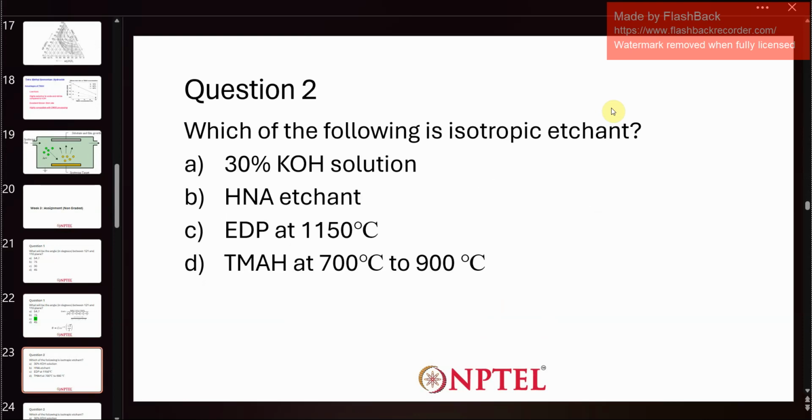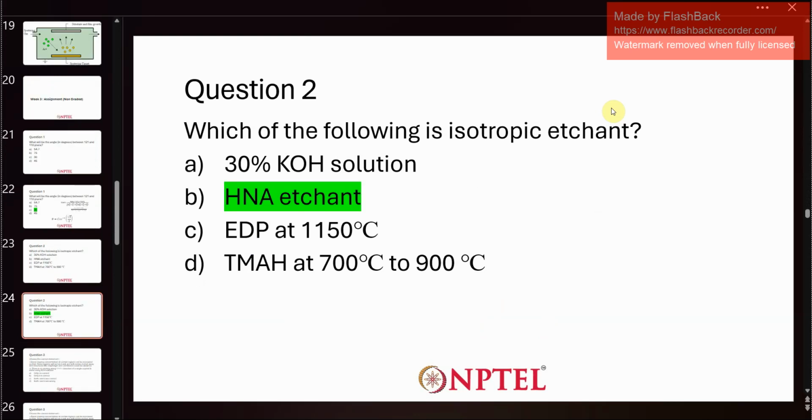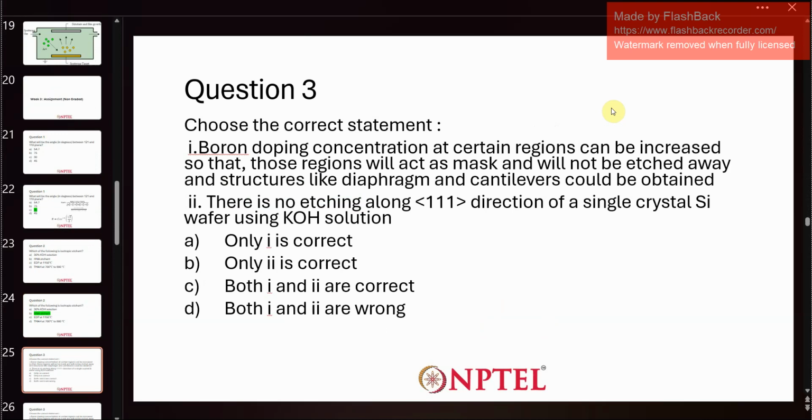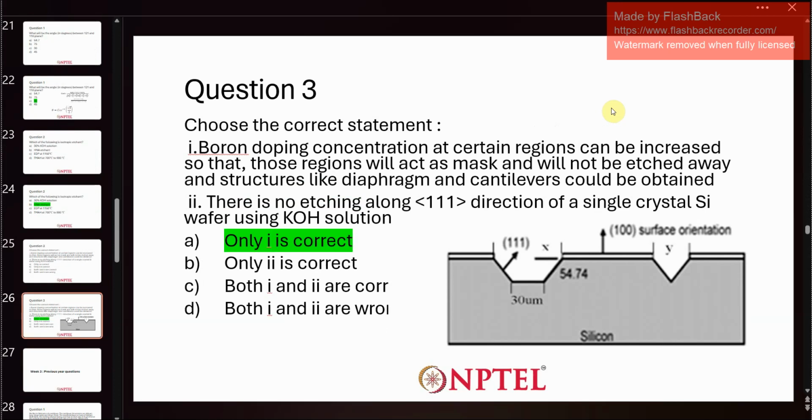Again, the second is which of these is an isotropic agent. So basically all the wet agents are isotropic in nature, but HNA has very little selectivity compared to the other agents. So here we are selecting HNA as the agent. Here this is the third question. So basically we have to choose the correct statement.